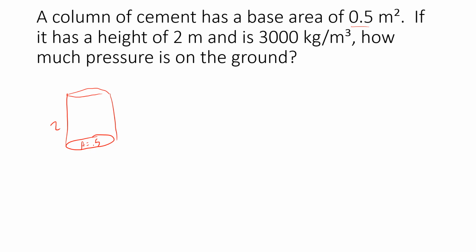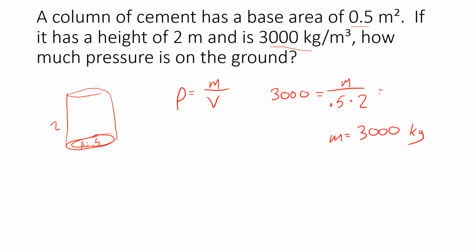So what we got to figure out first is force divided by the area. You got to know force. So we are going to use yesterday's density is equal to mass divided by volume. I know the density. The density is 3,000. M is what we're looking for, and we're going to be dividing by the volume. It's going to be the area of the base times the height, like all your prisms. So 0.5 times 2, doing some quick maths here, M is equal to 3,000 kilograms. That's how much cement is there.